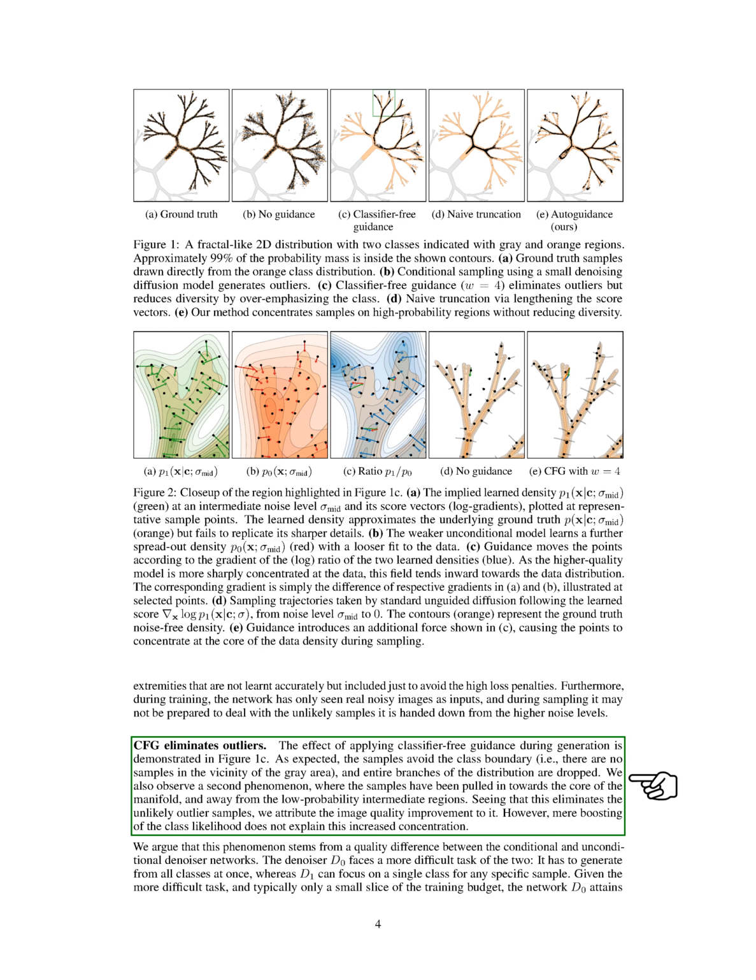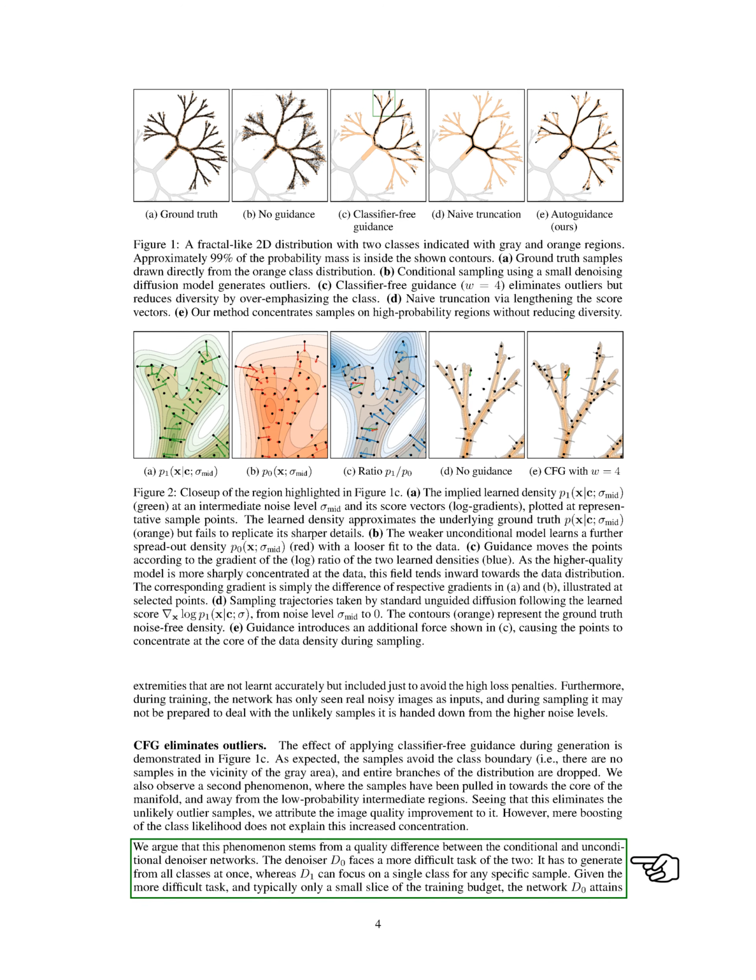Boosting the class likelihood alone cannot explain this increased concentration. We believe that this phenomenon arises from a quality gap between the denoiser networks used. One denoiser has a more challenging task as it needs to generate samples from all classes simultaneously, while the other can focus on one class for each sample. The denoiser facing the tougher task may not fit the data as well due to limited training resources.